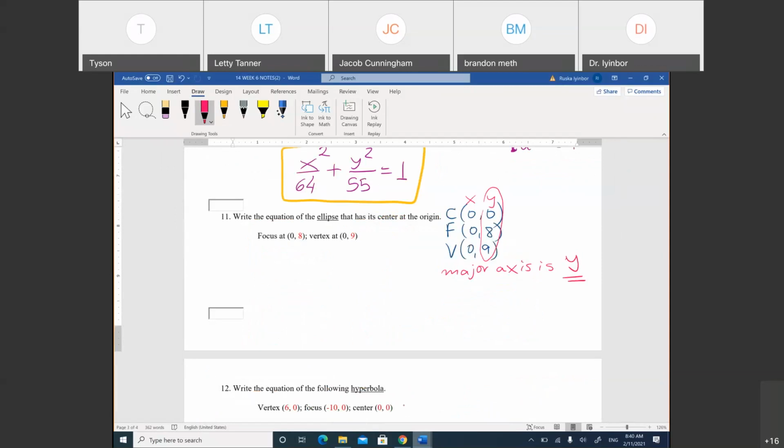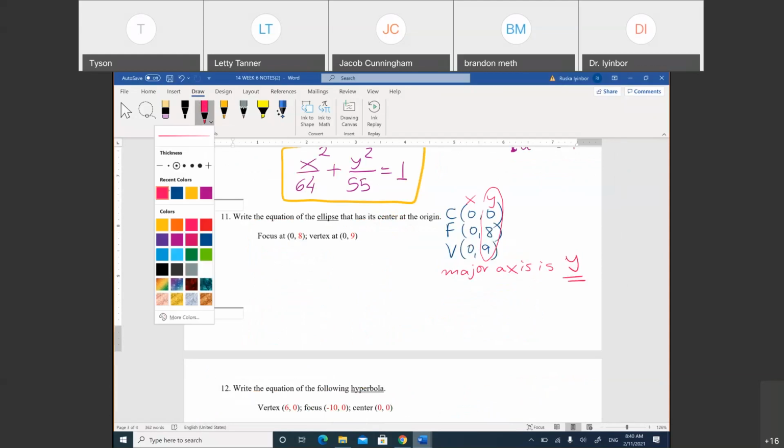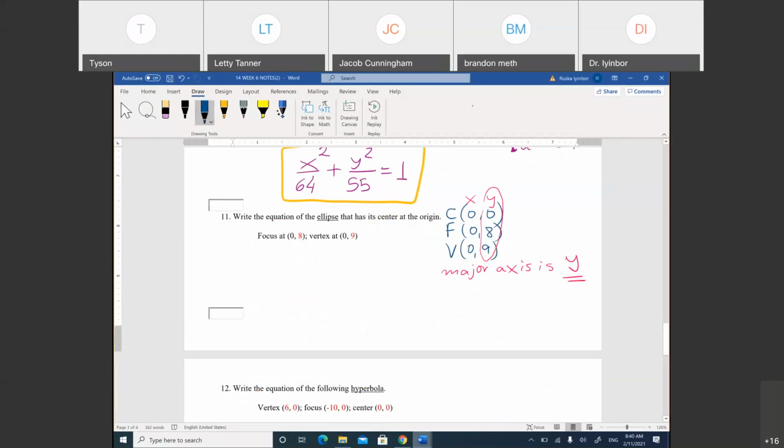So the equation I'm going to use for this number 11 is going to be y squared over a squared plus x squared over b squared equals 1. So when you have an ellipse, always the major axis is going to be above the bigger number, and always a is bigger than b for an ellipse. Okay, keep that in mind.